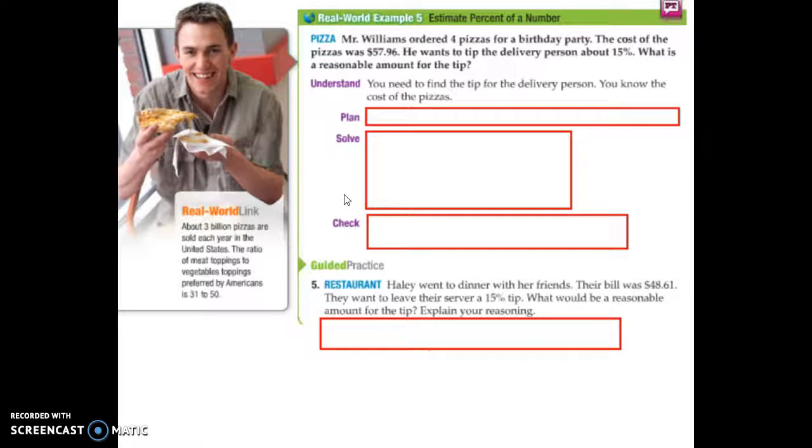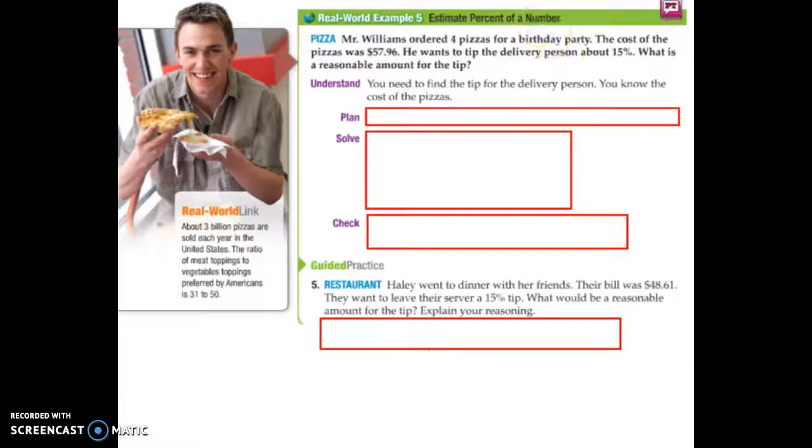Mr. Williams ordered 4 pizzas for a birthday party. Cost was $57.96. He wants to tip about 15%. What is a reasonable amount to tip? Alright. Check this out. 15% we haven't done yet. This is a good one to do. Okay? 15% is 10% plus half of 10%, because half of 10% is 5%. So 10 plus 5 is 15.